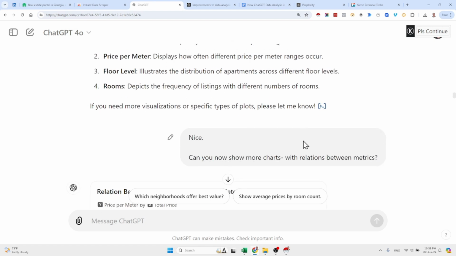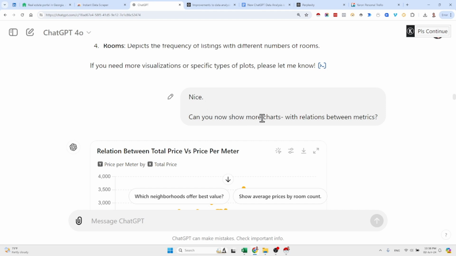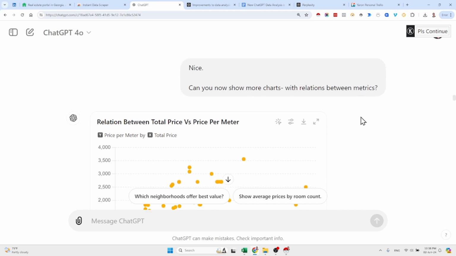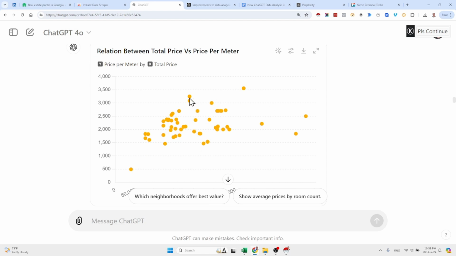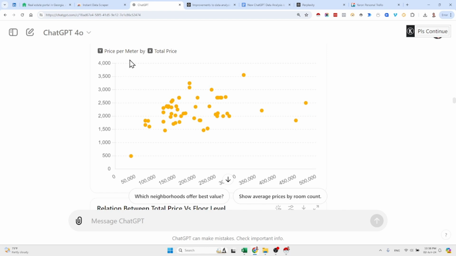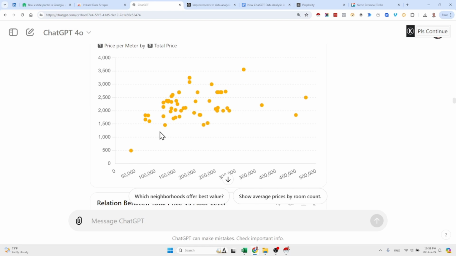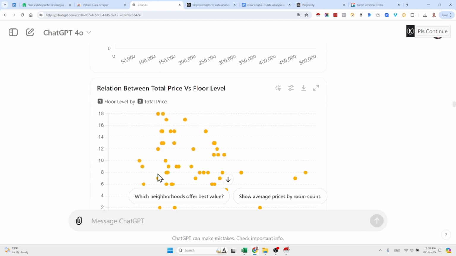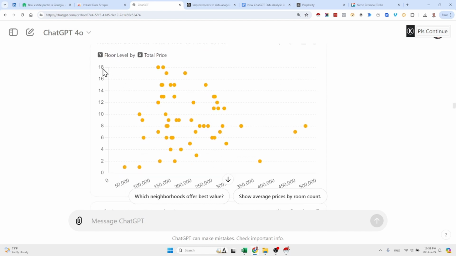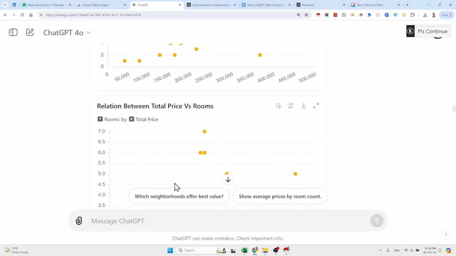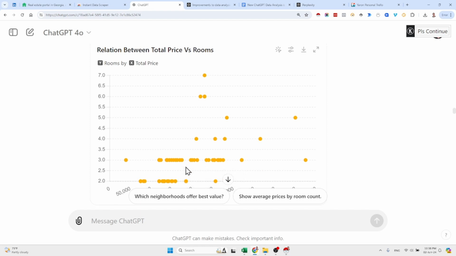different numbers of rooms. Now I told him, nice, can you now show more charts with relations between metrics? So we started showing different plots. So this is a price per meter by total price. So as you can see here, the y-axis is the price per meter, and this is the total price. Then we have the relation between total price versus floor level. So this is the floor level, and this is the price. Then relation between total price versus amount of rooms.